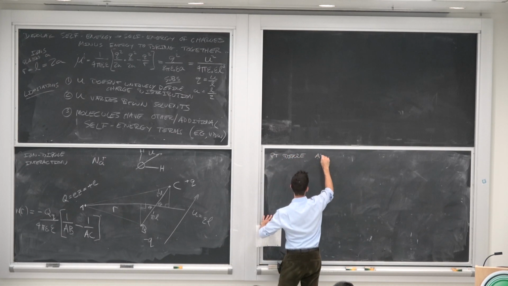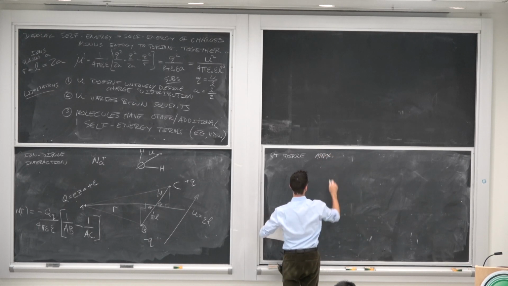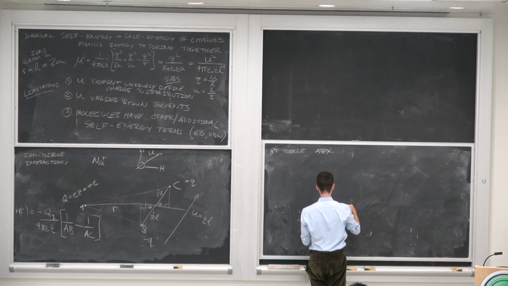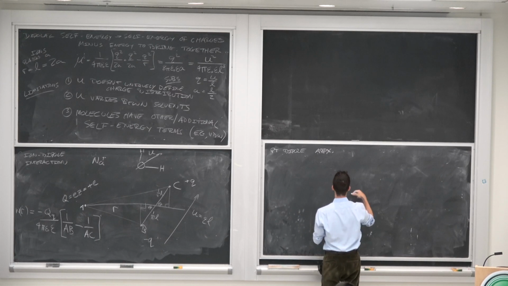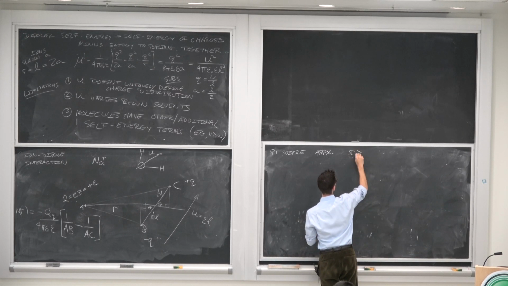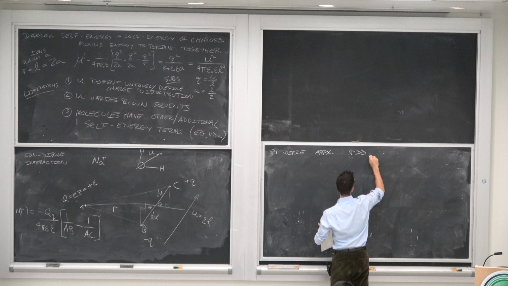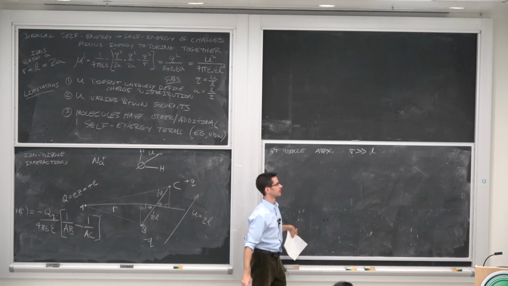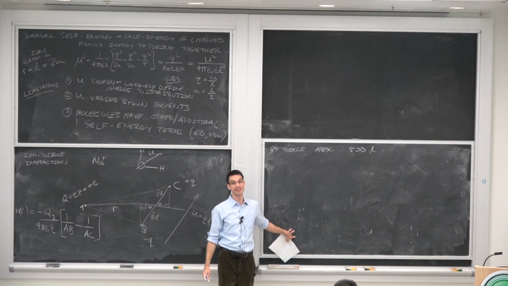So the point dipole approximation, and the derivation is in the notes, but I'm not going to cover it here. It just says that R is much greater than L. It doesn't actually have to be that much greater, could be like 2 times or 3 times, and it still works out pretty well.